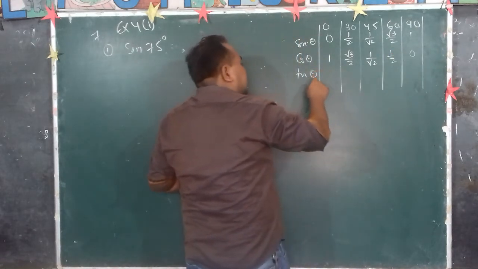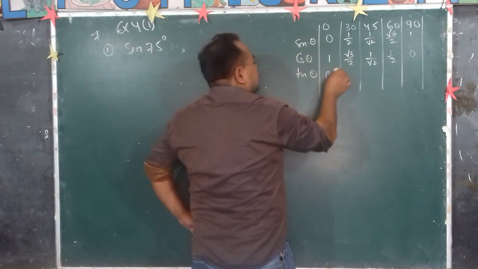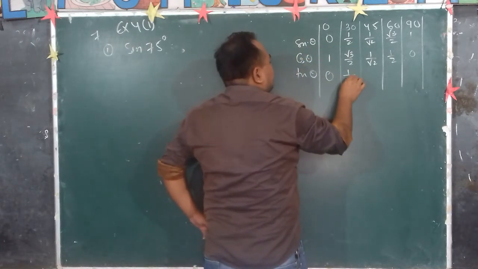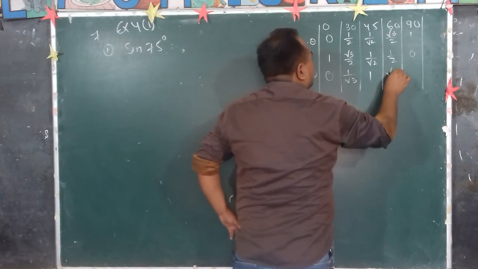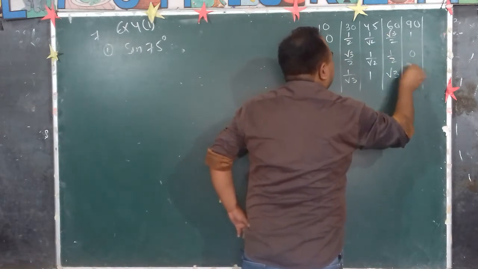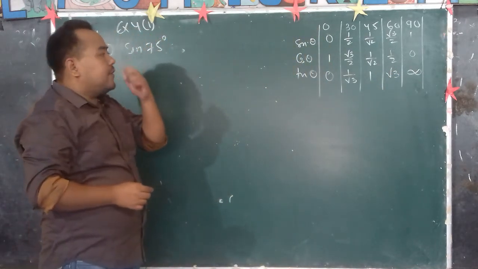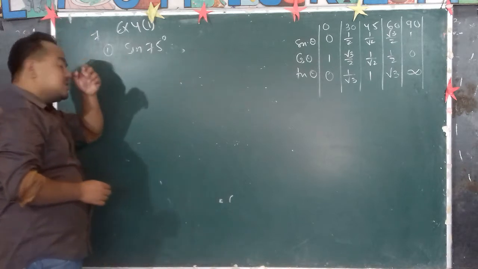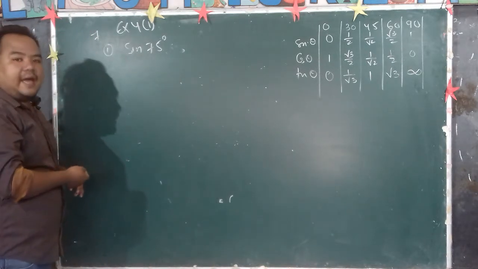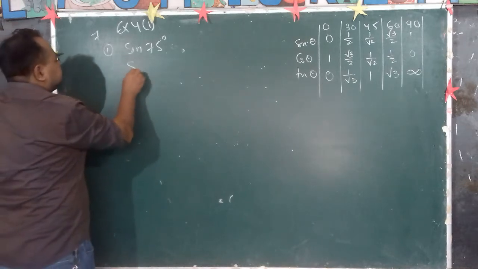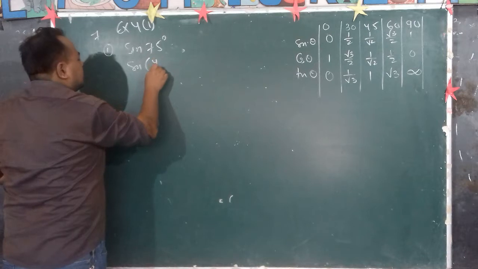Tan theta is sine by cos. When you divide these two, what do you get? 0, then 1 by root 3, then 1, then root 3, and 1 divided by 0 is undefined. So these are your standard values for the standard angles 30, 45, 60 and 90. But 75 is not a standard angle, is it? But we can use the compound angle addition and subtraction formulas. I can write 75 as the sum of two standard angles, yes or no?